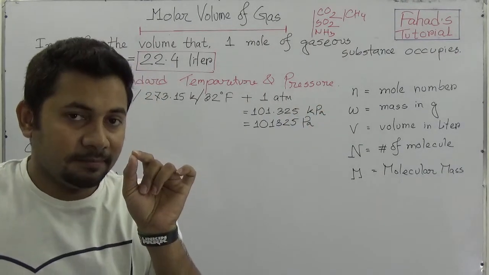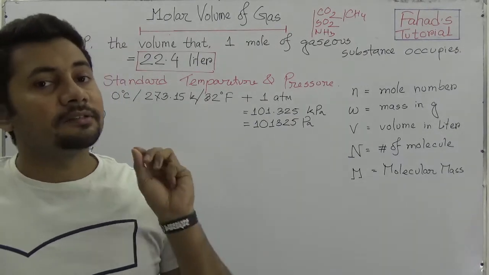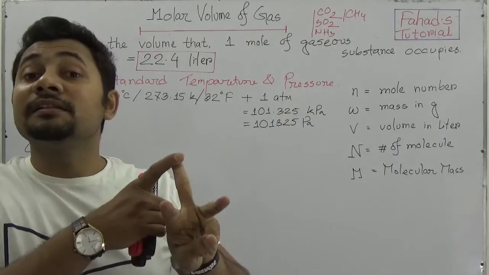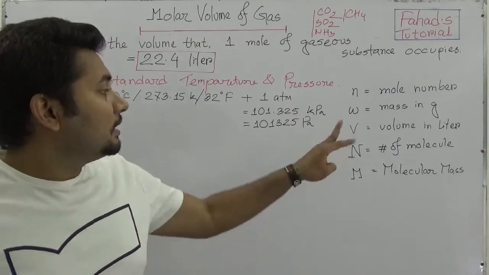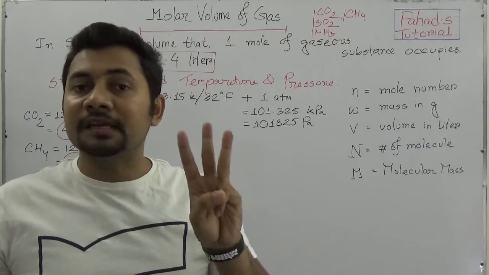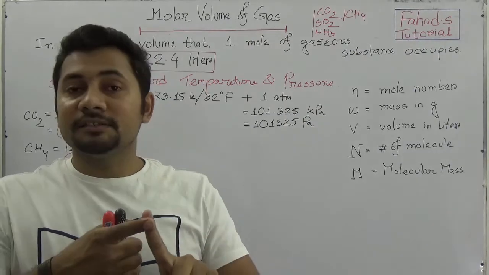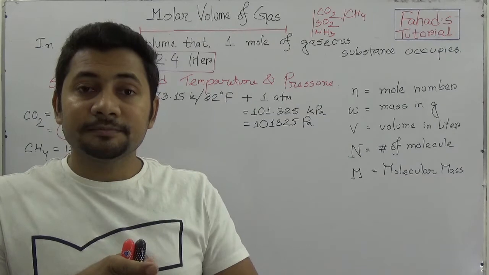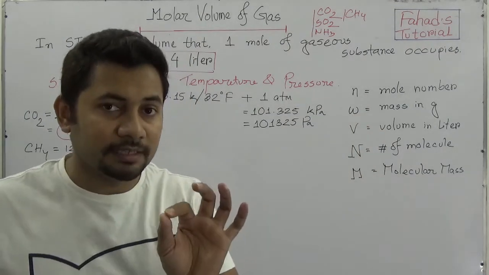Now think about these. In gases, when we find out the mole of a gas, we need to think about three things: either it is volume, number of molecules, or the mass of the gas. So you must think about three things when finding the molar volume of gas: number of molecules, mass, and volume. How to find it out?